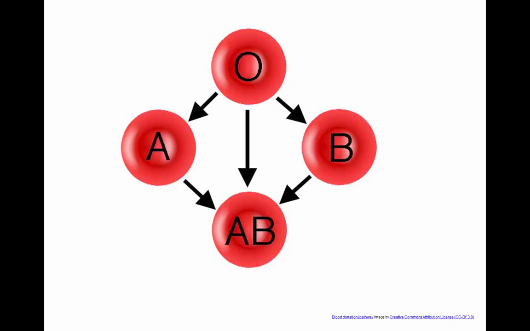So AB blood can receive all blood types. Therefore, we refer to it as the universal recipient. Type A can receive type A and type O. Type B can receive, of course, type B and type O. But type O can only receive type O. It donates to everyone, though, so we refer to it as the universal donor.